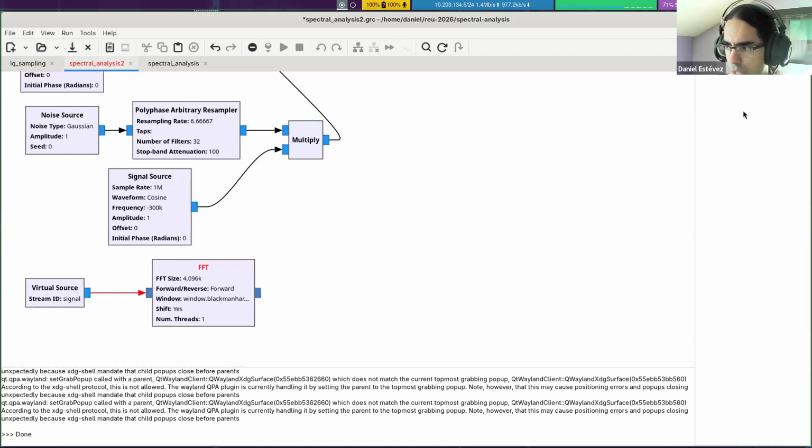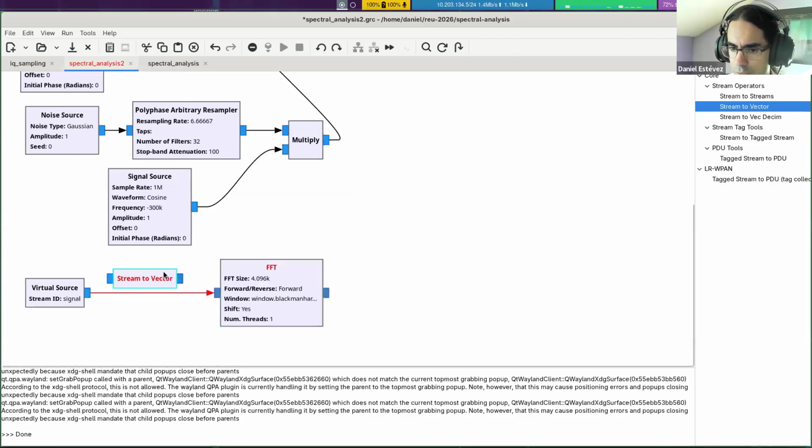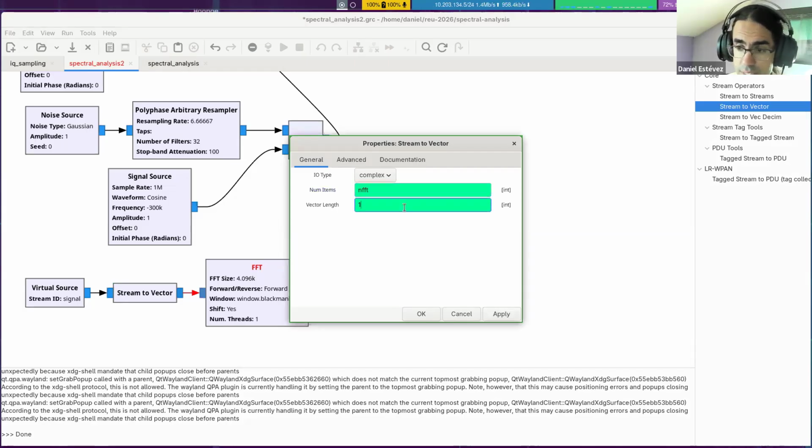And there is a block to do that, which is called stream to vector. Whenever you are dealing with FFTs, you will be converting back and forth from vectors to streams quite often. The only parameter that this takes is the number of items, which is NFFT, how many items to put into the vector. There is another parameter which is called vector length.